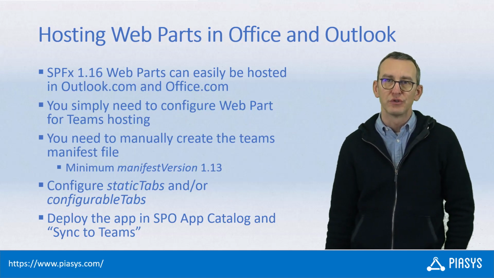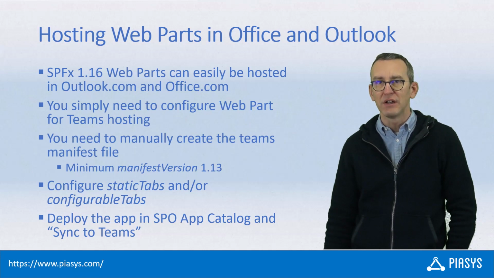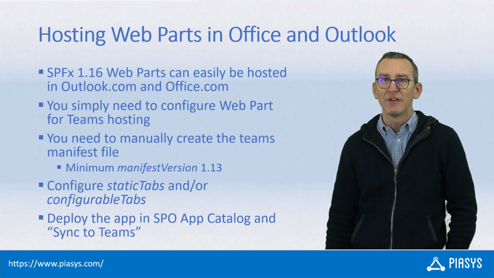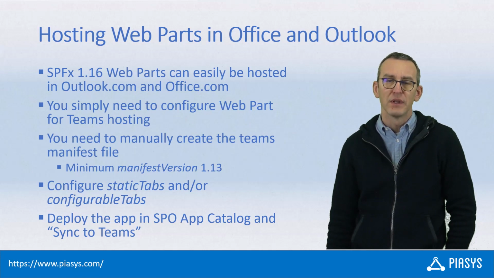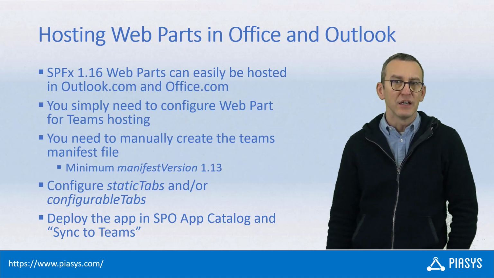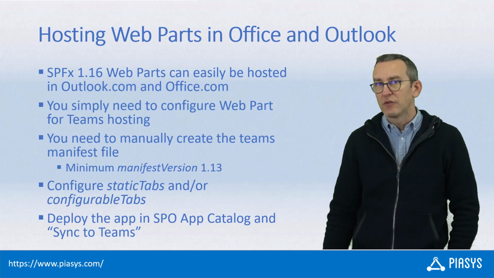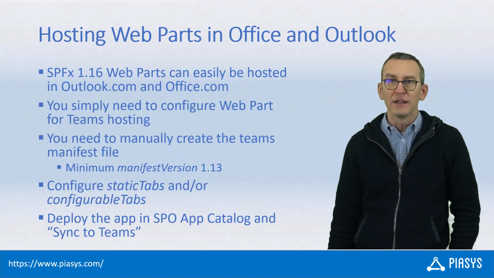You will have to choose to manually create the Teams manifest rather than having the auto-generated one. And in the manually created Teams manifest, you will have to use at least version 1.13 of the manifest schema. Once you have done that, in the manifest you can configure the static tabs or the configurable tabs for hosting in Microsoft Teams. Once you have done that, your Teams tab, which will actually be your web part, will also be able to be hosted in Outlook.com and in Office.com. So really easy and straightforward.